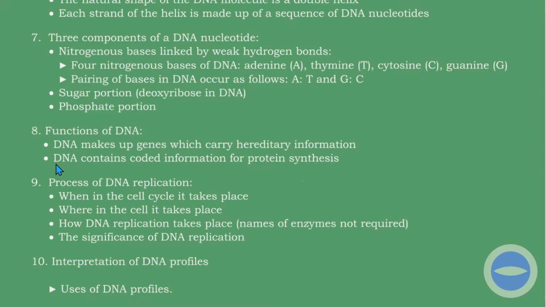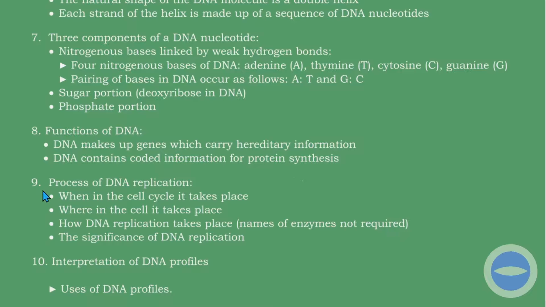Another function of DNA: the DNA contains coded information for protein synthesis. By protein synthesis, we mean the production or formation of the protein. In a cell, a large number of proteins are produced. Before a protein is produced, the information must be carried from the DNA. Then that information is used to produce that protein. So another function of the DNA is to contain the coded information for protein formation.